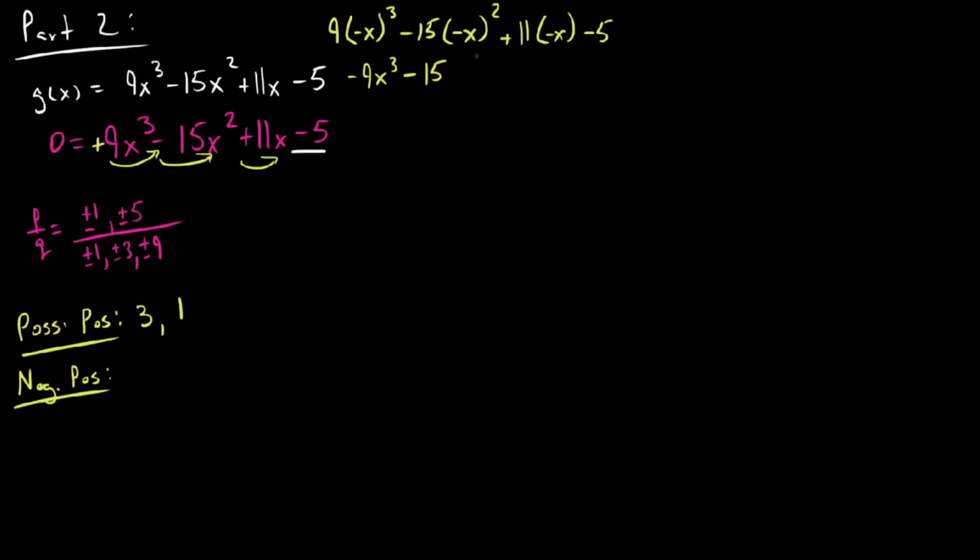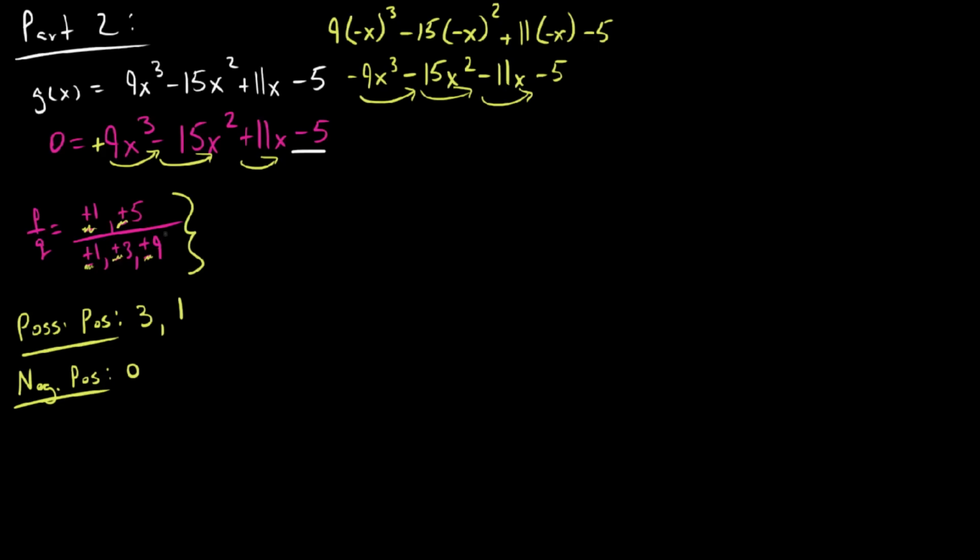This one has an even exponent, and anything to an even exponent always pops out positive, so that's x squared. It'd be minus 11x and minus 5. Again, anything that has an odd exponent is going to flip its sign. Once we do that, we notice that there are no sign changes throughout the whole thing. So the good news is this has 0 possible negative rational real roots. Going back to our list up here, we've just narrowed it down by half. None of these negative ones are going to work.